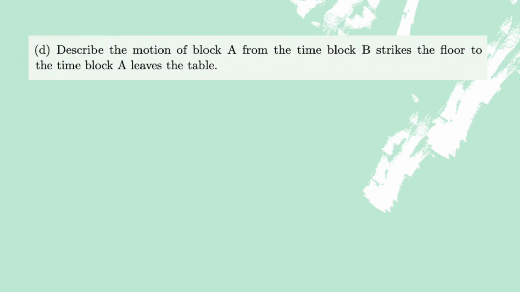Now in part D, it says describe the motion of block A from the time block B strikes the floor to the time block A leaves the table. So when block B strikes the floor, the tension force will no longer exist, and this means that block A will no longer be accelerating. That means the acceleration is 0, so the velocity is constant. So this means that block A will move at constant speed after block B strikes the floor.